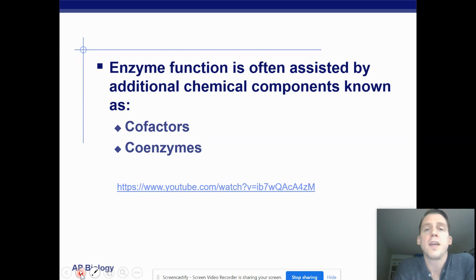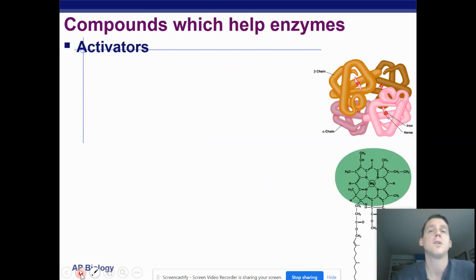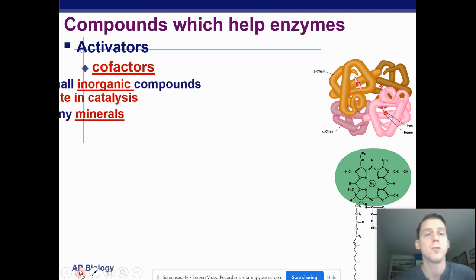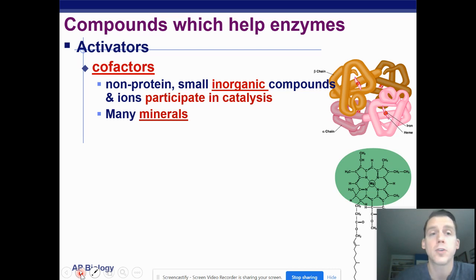Okay, there are some other things that may affect enzyme function. They are known as cofactors or coenzymes, and we'll be watching a video about this. Compounds which may help an enzyme work are called activators, and cofactors can act as activators. Cofactors are non-proteins, so they may be inorganic compounds, and they may even be minerals that help an enzyme do its job.